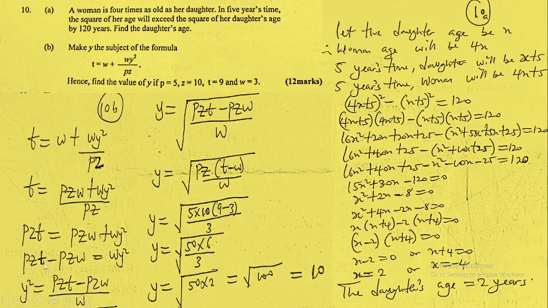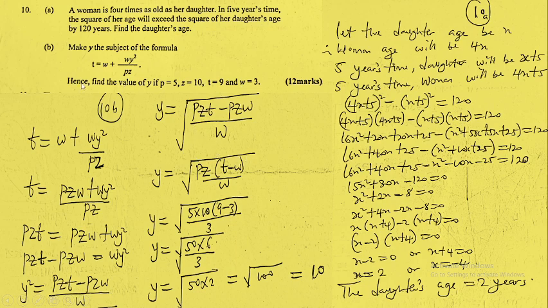That means you have pzt minus pzw equals wy squared. Then from there you can divide both sides by w, and that gives us y squared equals pzt minus pzw over w. Our aim is to find y, not y squared, so we find the square root of both sides. Therefore y will be the square root of pzt minus pzw over w. So like this, we have been able to make y the subject of the formula.